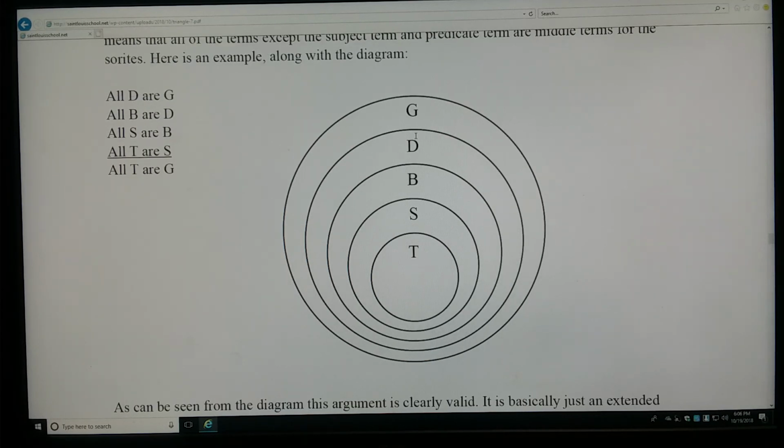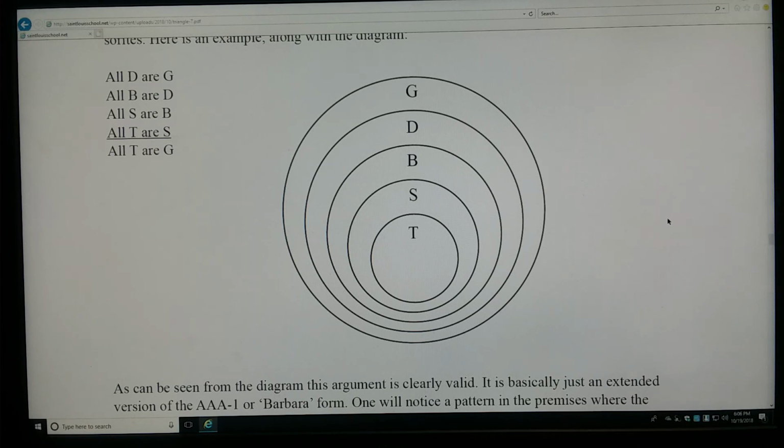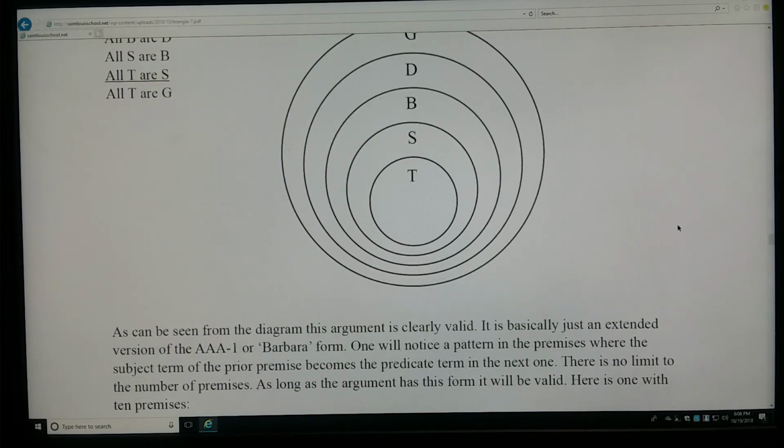All D are G, all B are D, all S are B, all T are S, and then our conclusion says all T are G. Okay, so T is a subclass of G. So if these premises are all true, then it would have to be the case that the conclusion is true. So this argument is valid. And actually, it's very similar to the AA1 or Barbara form. It's really just an extended version of that, but it has the same pattern of reasoning.